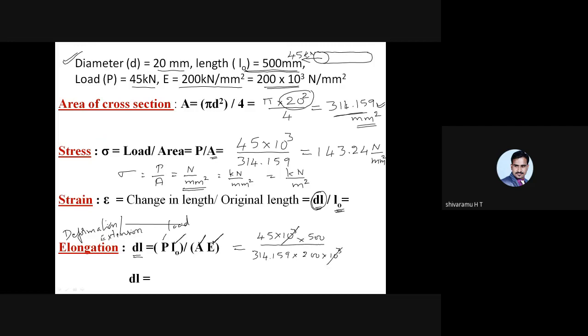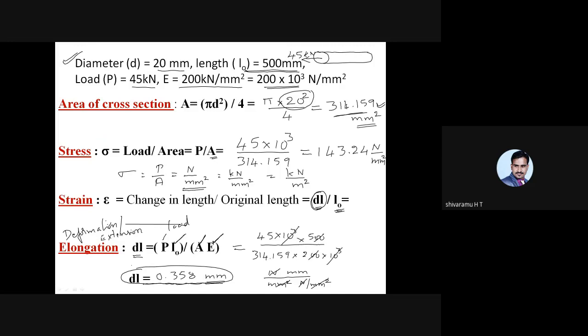Here 10 power 3 we can directly cancel, and the two zeros we can cancel. After substituting, you will get the deformation dl equal to 0.358. This deformation is the change in length, so the unit is millimeter. We can check it: load is in Newton, l naught in millimeter, area in millimeter square, and Young's modulus in Newton per millimeter square. Newton will get cancelled, and millimeter square and millimeter square will get cancelled. So the deformation or elongation unit is millimeter, and the change in length is 0.358 millimeter.